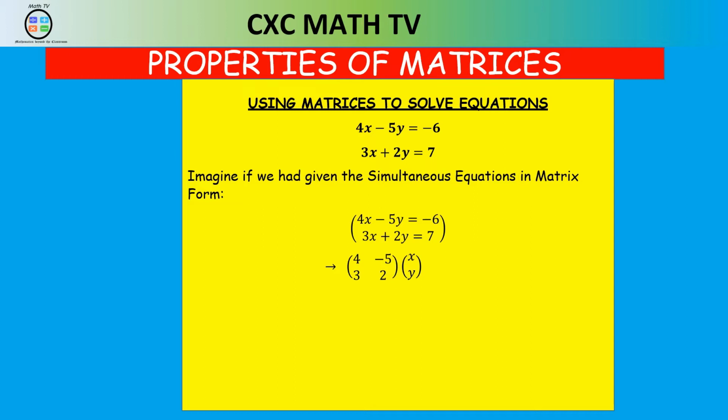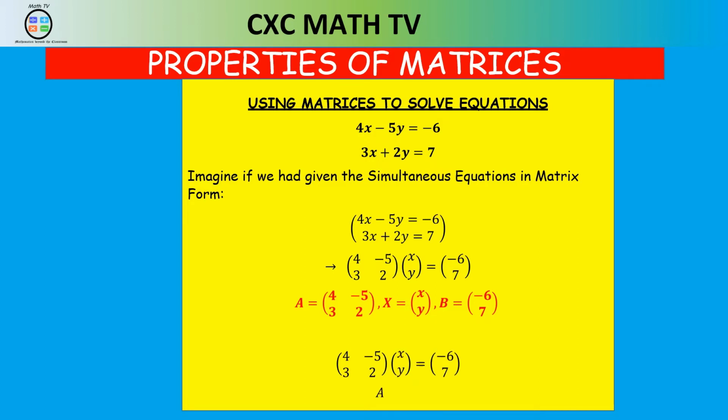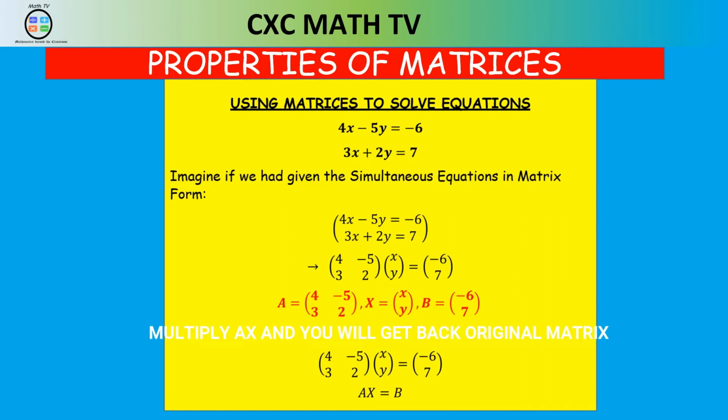Then x, y, our next matrix, that's our unknown matrix, equal to negative 6, 7. We're going to call that our result matrix. So look at that. Our A is 4, negative 5, 3, 2. X is x, y, and B is negative 6, 7. And so AX is equal to B, where we have our A, X, and B. If you don't believe it, you can go ahead and multiply AX. When you multiply the matrix A times X, you're going to get back the two simultaneous equations.